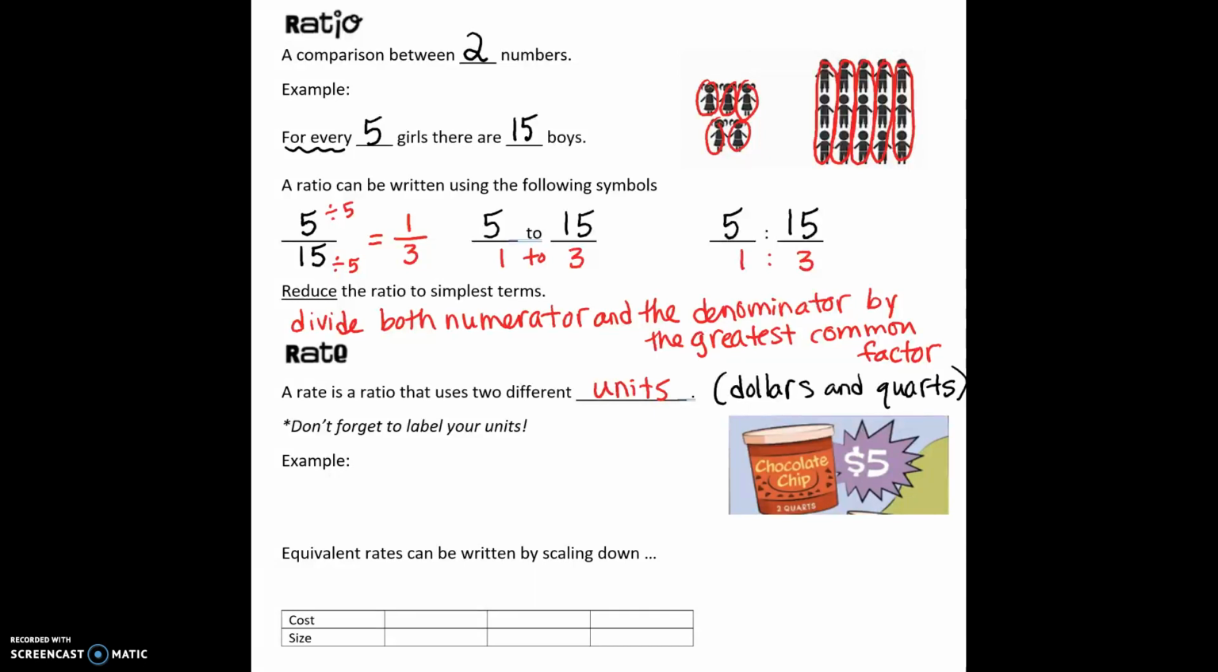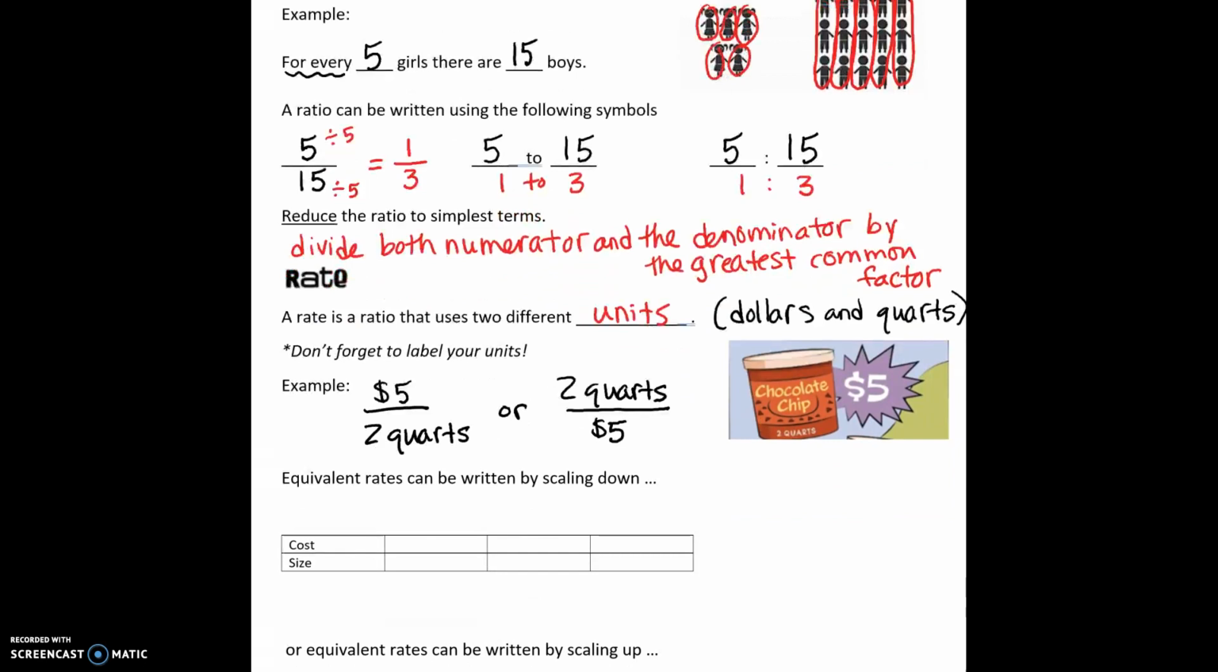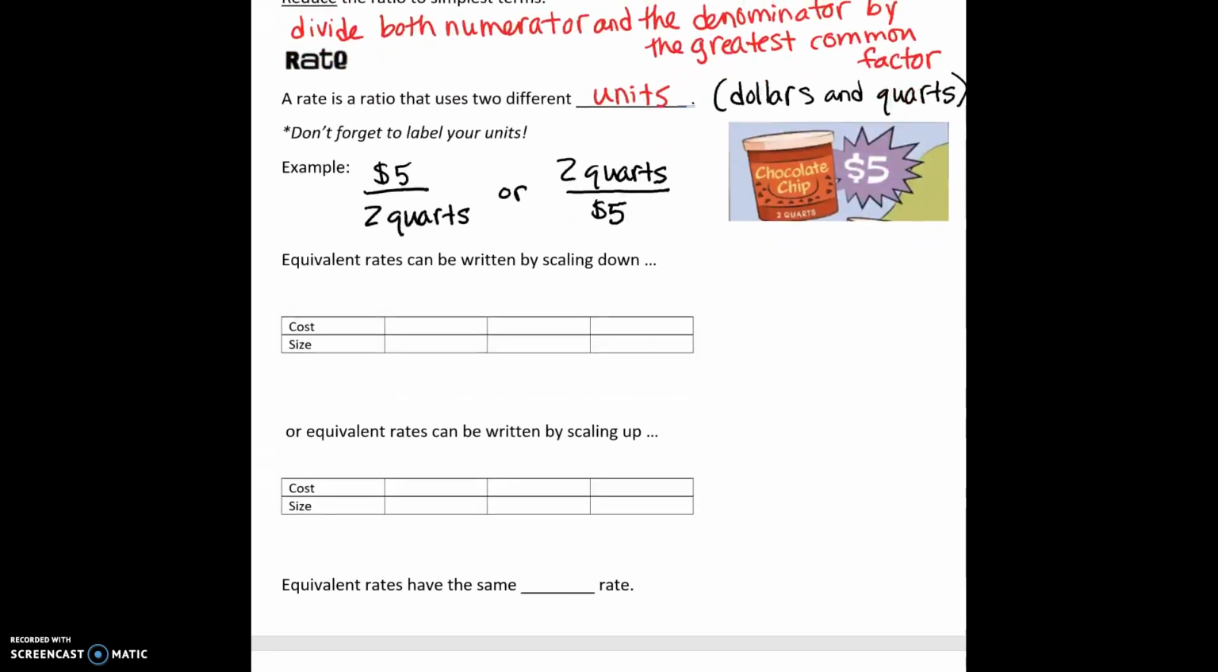When you're writing a ratio as a rate, it's really important to label your units. So for example, I could write this as $5 to 2 quarts as a fraction. Or I could list the actual size first, 2 quarts for every $5. Now, equivalent rates can be written by scaling up or down. We're going to use a table to help us make sense of this. So the cost for the ice cream is $5 for exactly 2 quarts.